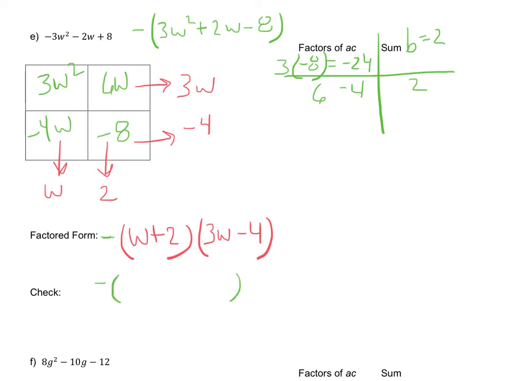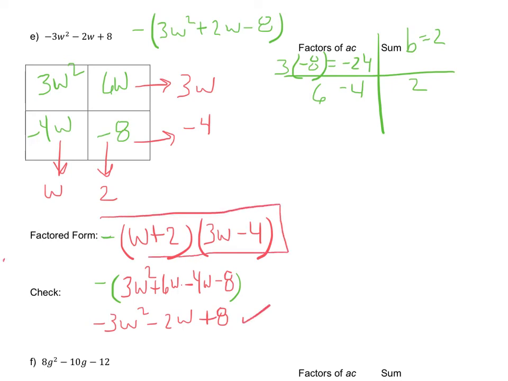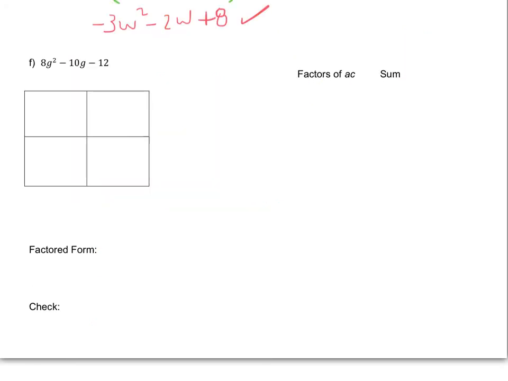As I do my check of the FOIL, w times 3w is 3w squared plus 6w plus minus 4w minus 8. And then when I distribute through the negative sign, there I get my 3w squared minus 2w plus 8. So that would again tell us this now is my factored form. I'm going to darken that so we don't forget the negative.